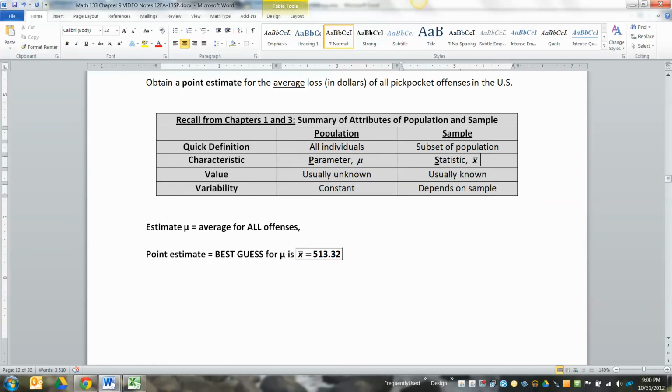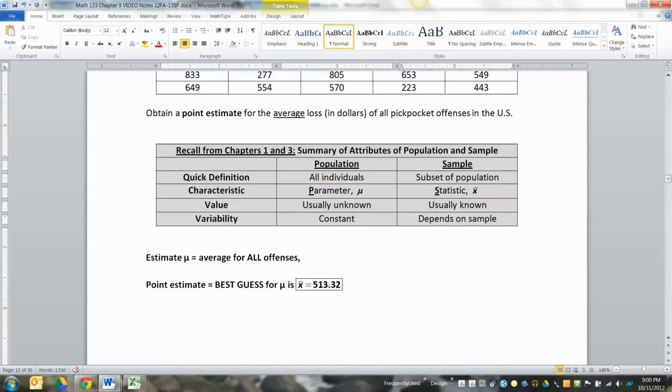Now, we don't really think it's $513.32. It's not exactly that, but it should be close, right? And that's what the confidence interval is for. Confidence interval is how close is close, and what's should? Should is like 95% confident, and then close will be your interval, okay?